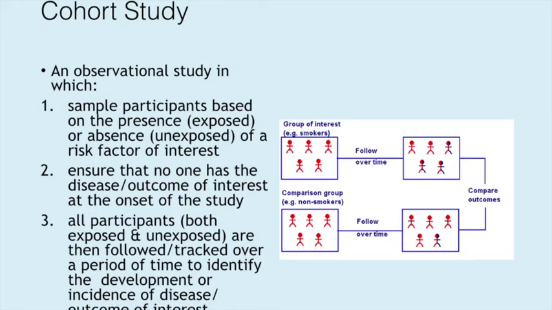A cohort study is an observational study where a sample of participants is selected based on the presence or absence of a risk factor. And we're looking to see that no one has that disease or outcome we're interested in at the beginning of the study. And then all of the participants are followed over a period of time to see if they develop that disease or other outcome we're interested in. The measure for this is called the relative risk.